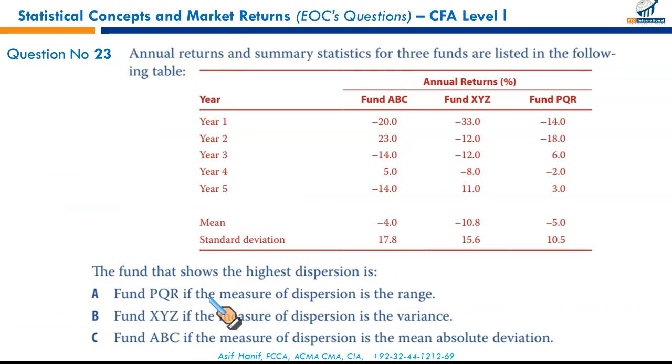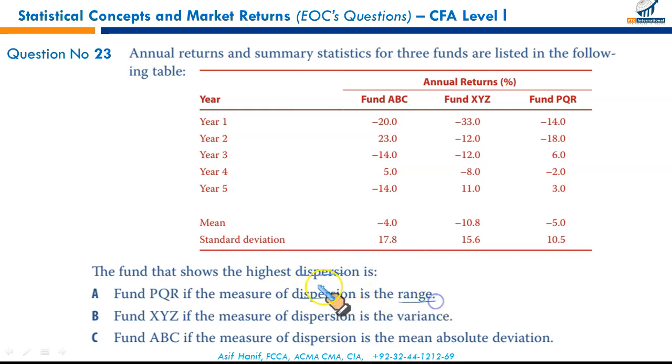23rd. Annual returns and summary statistics for 3 funds are listed in the following table. Fund A has given these returns with this mean and this standard deviation. Fund XYZ's returns, mean and standard deviation, and PQR as well. What is required? The fund that shows the highest dispersion.